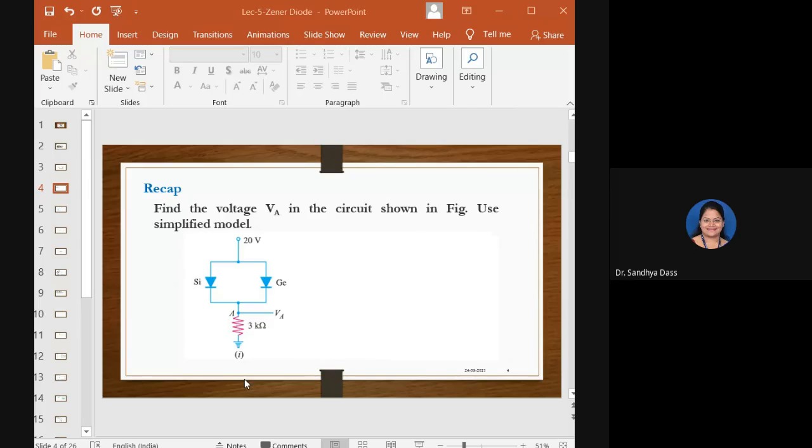Observe this question. Find the voltage VA in the circuit shown in the figure. Use simplified model or approximate model. Recall the discussion we had in the previous class. Find voltage VA in the circuit. Can anyone arrive and tell me what is the value? Please unmute yourself and speak.